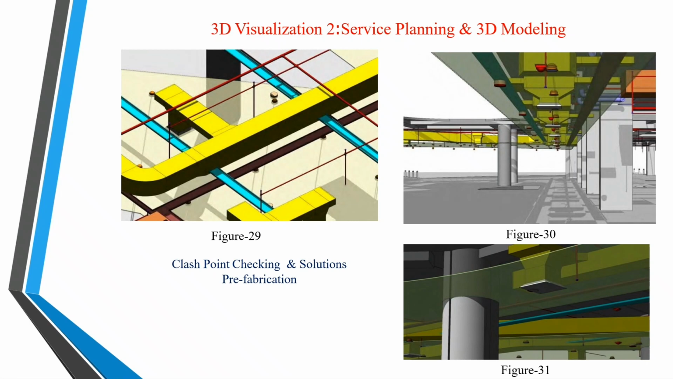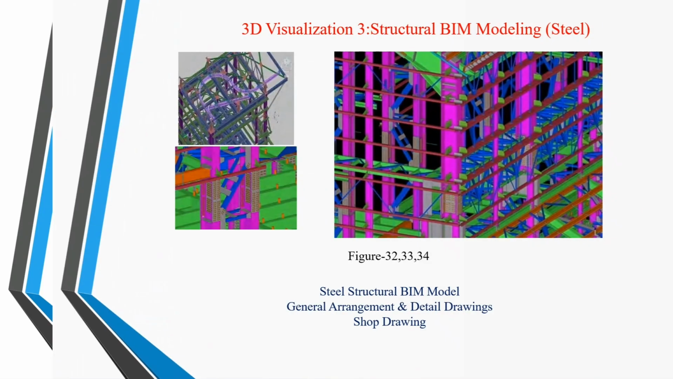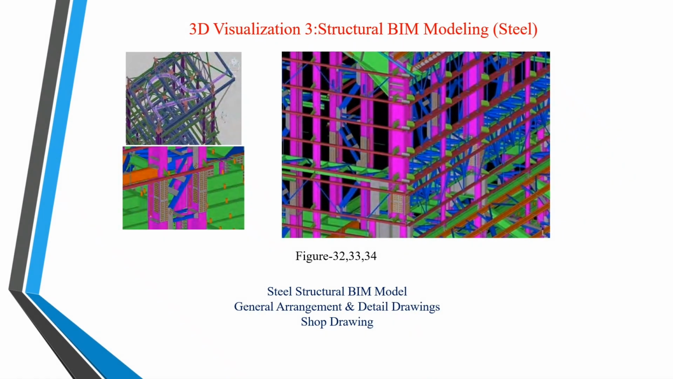Figure number 29, figure number 30 and figure number 31 show the 3D visualization of service planning and 3D modeling of clash point checking and solution of prefabrications. Figures 32, 33 and 34 show 3D visualization of structural beam modeling. The steel structural beam model, general arrangement and detailed drawings, and shop drawings are shown in these figures.